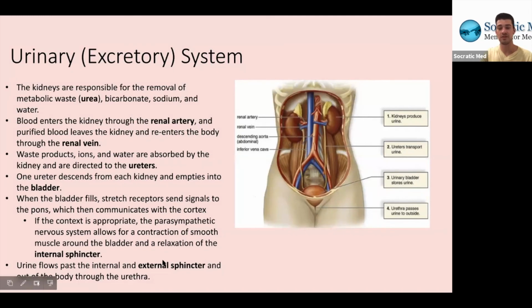The external sphincter is actually, we do have motor control of it because it's striated muscle, so it's voluntary. So that's the sphincter that we control to release urine. Urine flows past the internal and then the external sphincter, and then out the body through the urethra. So that was sort of like a macro view of the urinary system.